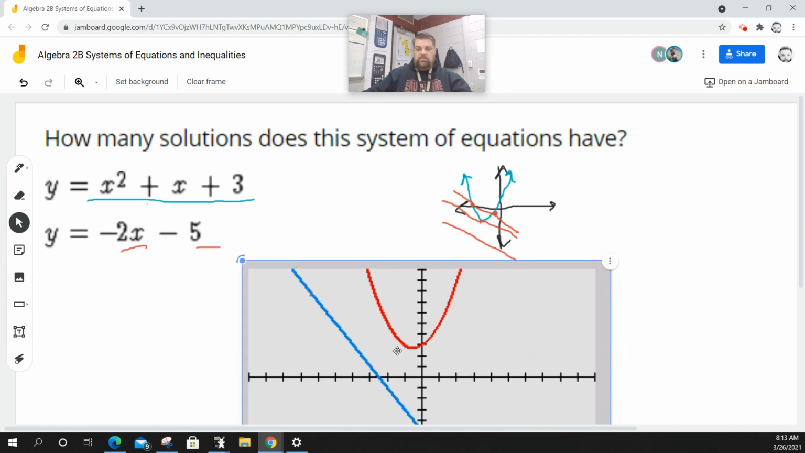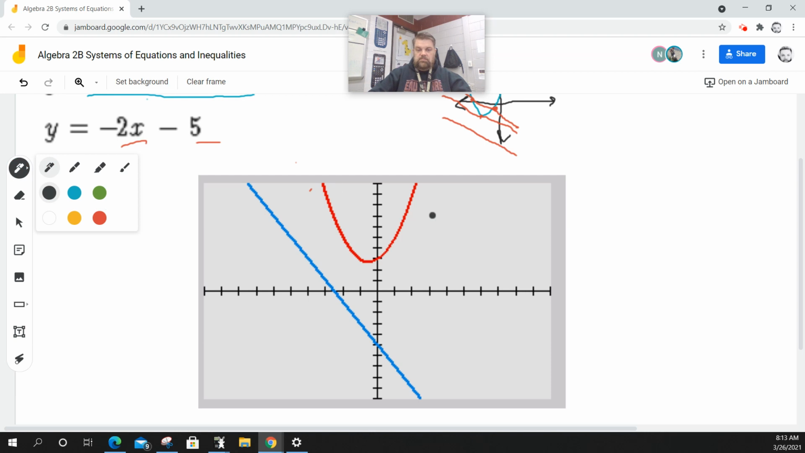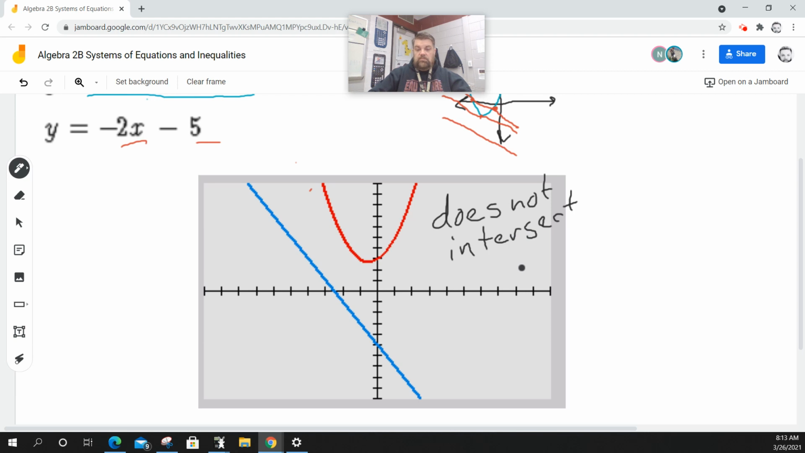So, well, how do I word that? I'm going to say does not intersect, so there are no solutions. Okay, and that's it on that one.